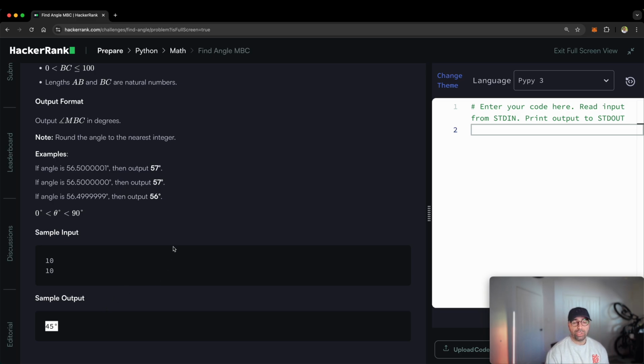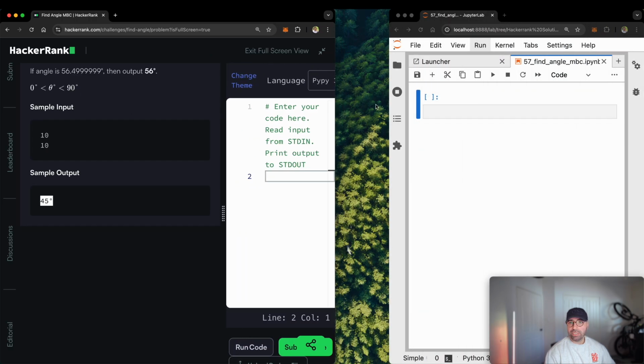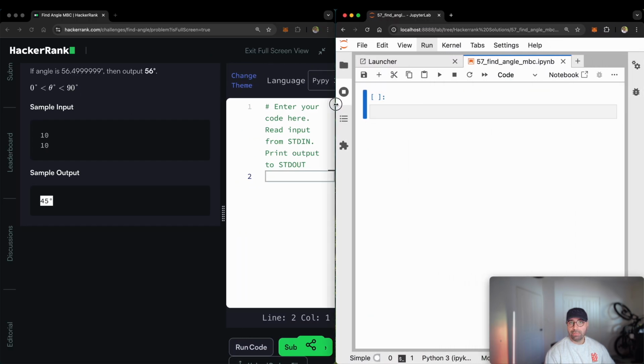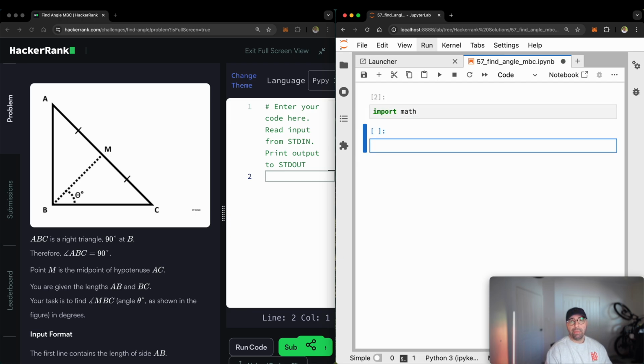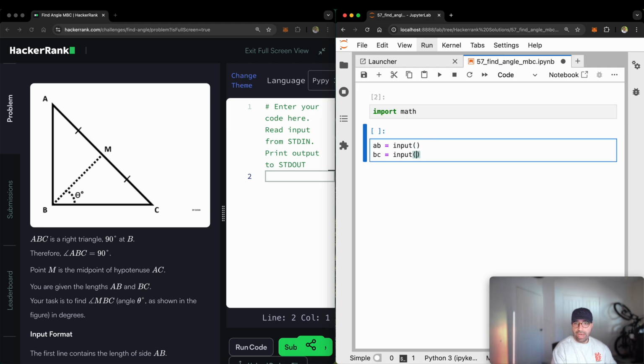Let me just minimize this screen a bit, because now you know what the task is. I will extend my Jupyter Lab and go to the top of this problem so that I can show you what's going on. Step number 1, you need to import the math library. As I said, we will be receiving AB and BC from the user. So AB comes from the user, so I'll use the input function. If you haven't seen my video on the input function, the link is up the top right. And also we'll receive BC from the user again through an input function.